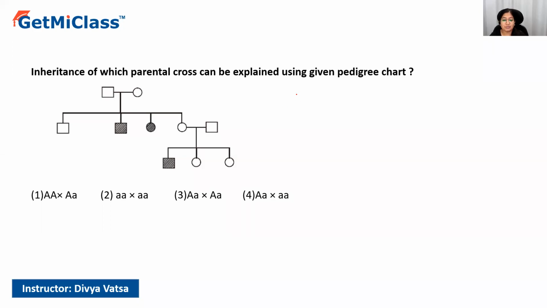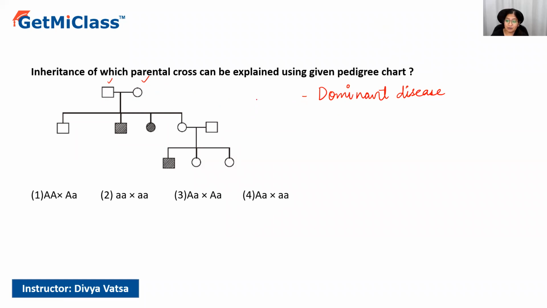Hi. So in this question, we are given a pedigree chart, and we have to determine the inheritance of which parental cross can be explained. So we have to determine what will be the genotype of the male and what will be the genotype of the female. Now, one thing that we know for sure is that this is a dominant disease. As this is a dominant disease, it is existing in every generation.